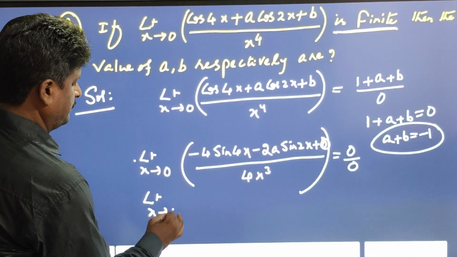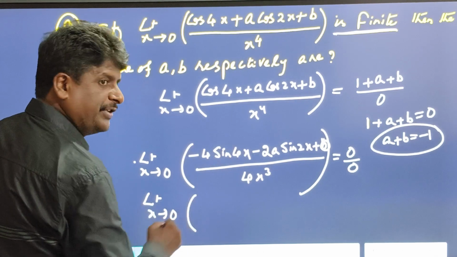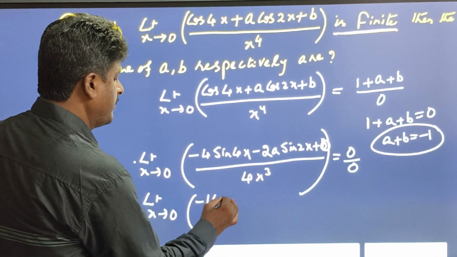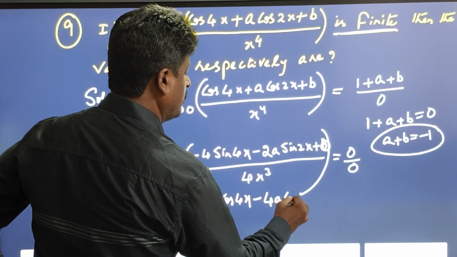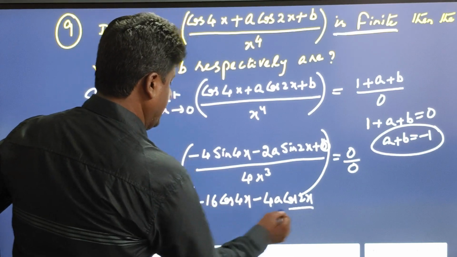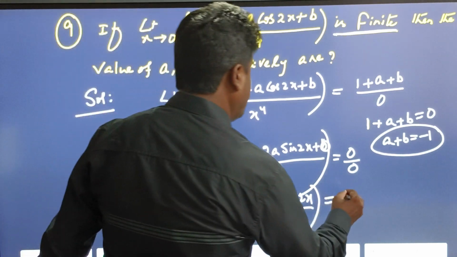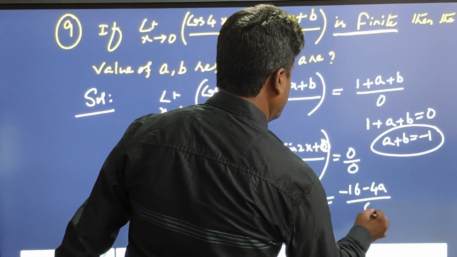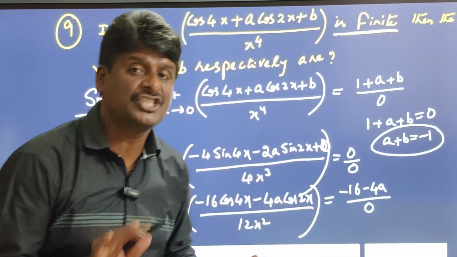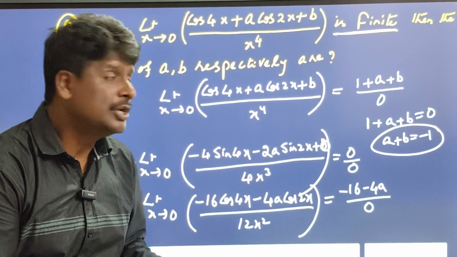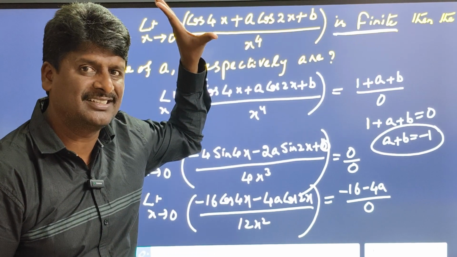Limit x tends to 0 of minus 4 sin 4x. The derivative of sin 4x is cos 4x into 4, so minus 16 cos 4x. This will be minus 4a cos 2x by denominator 12x square. We are getting minus 16 minus 4a in the numerator, 0 in the denominator. Now if the numerator is non-zero, its value is infinite. So the limit of the given function is infinite, which is a contradiction to the hypothesis.